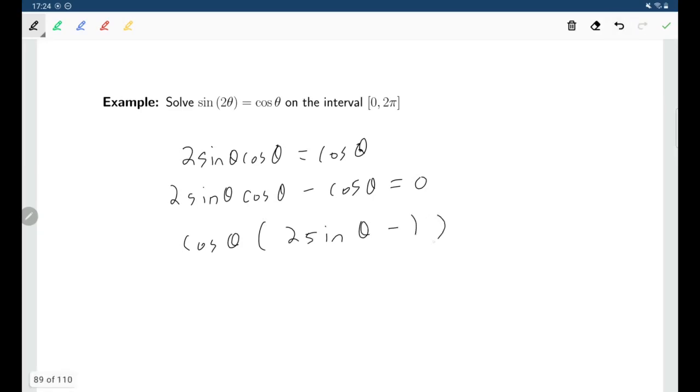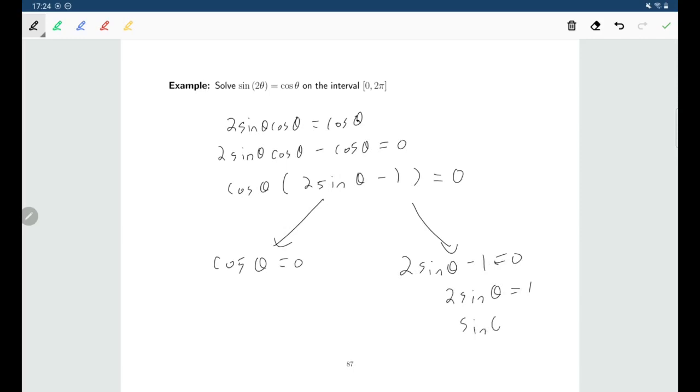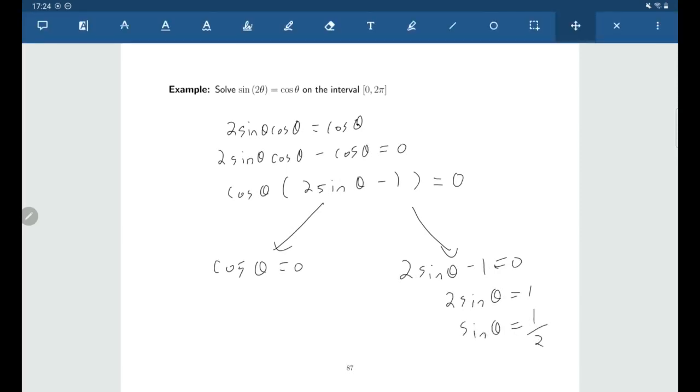And so I would have cosine theta times 2 sine theta minus 1 equals 0. And so that means I would have two equations that I would need to solve. I would need to now solve cosine theta equals 0 and 2 sine theta minus 1 equals 0, which is the same thing as looking to solve sine theta equals a half. So now we just have two equations to solve. Cosine theta equals 0 and sine theta equals a half.